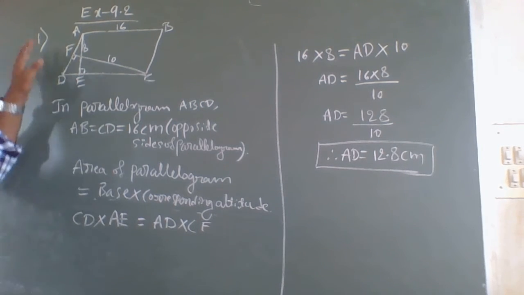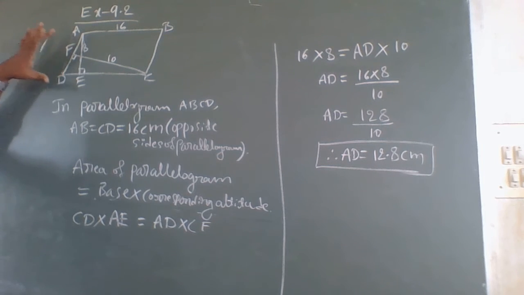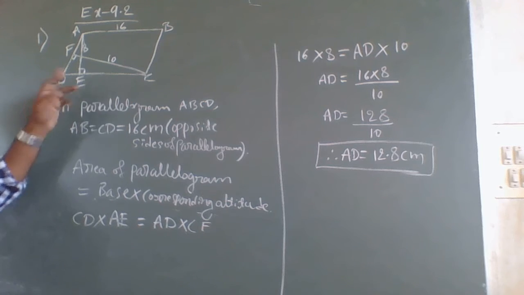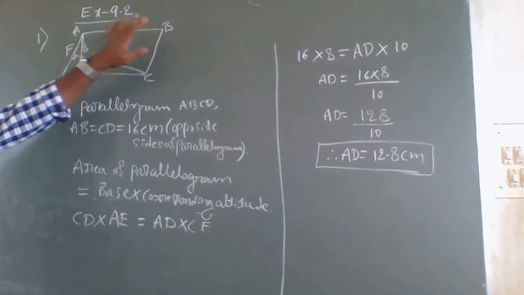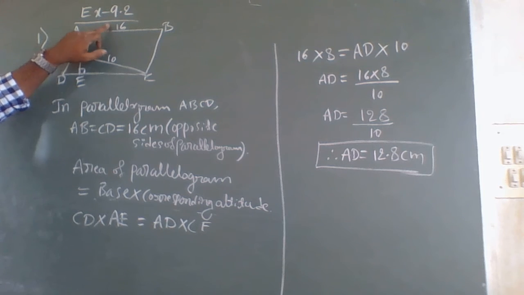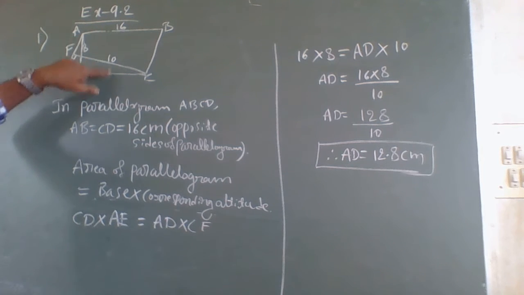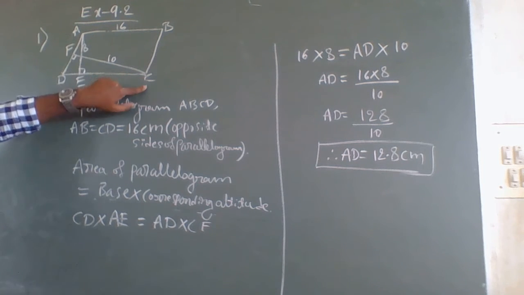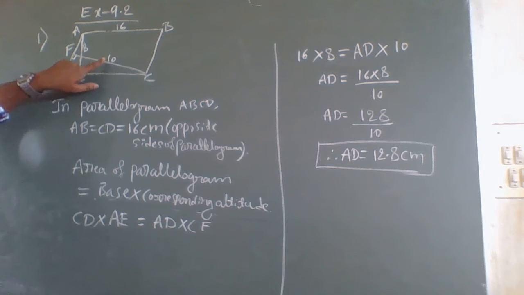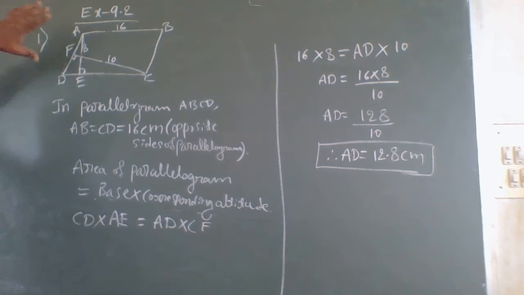See here again, we have given the parallelogram ABCD where AE is perpendicular to CD and the CF is perpendicular to AD. They have given length of AB, which is 16 centimeter. If it is 16 centimeter, then CD should be 16 centimeter only. Why? Because we know that in parallelogram opposite sides are equal, and again they have given length of CF, which is 10 centimeter, and length of AE, which is 8 centimeter, and here we have to calculate length of AD.